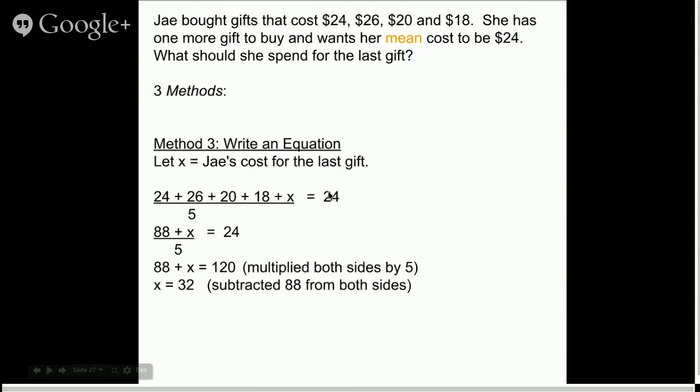And the third method, you could write an equation. So 24 plus 26 plus 20 plus 18 plus x, divided by 5, equals 24. So these add up to 88 plus x, divided by 5. Take this number, multiply it over, because the opposite of division is multiplication. So then you have 88 plus x equals 120. Then you subtract 88, and 120 minus 88 gives you 32. So this number is 32.